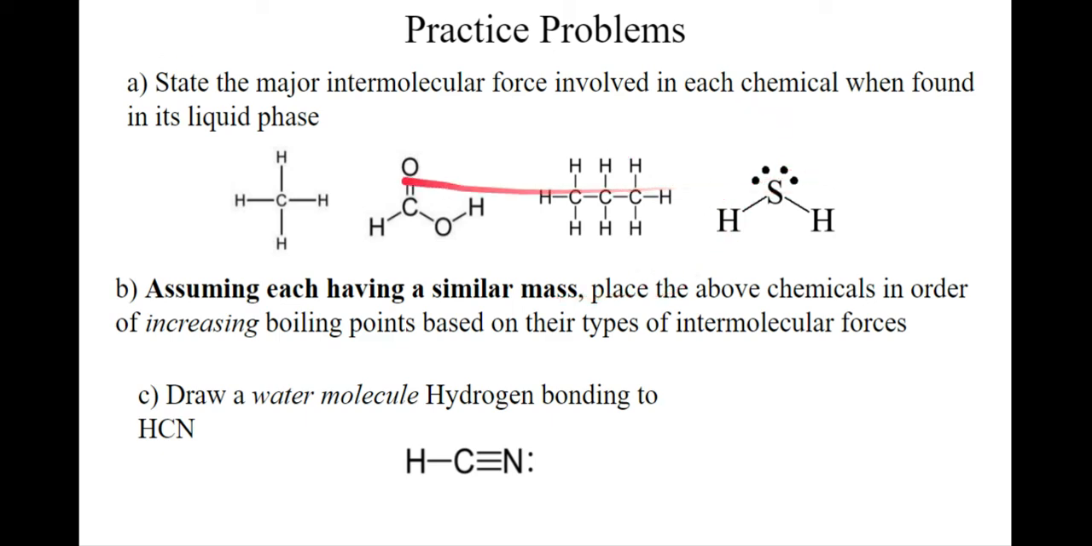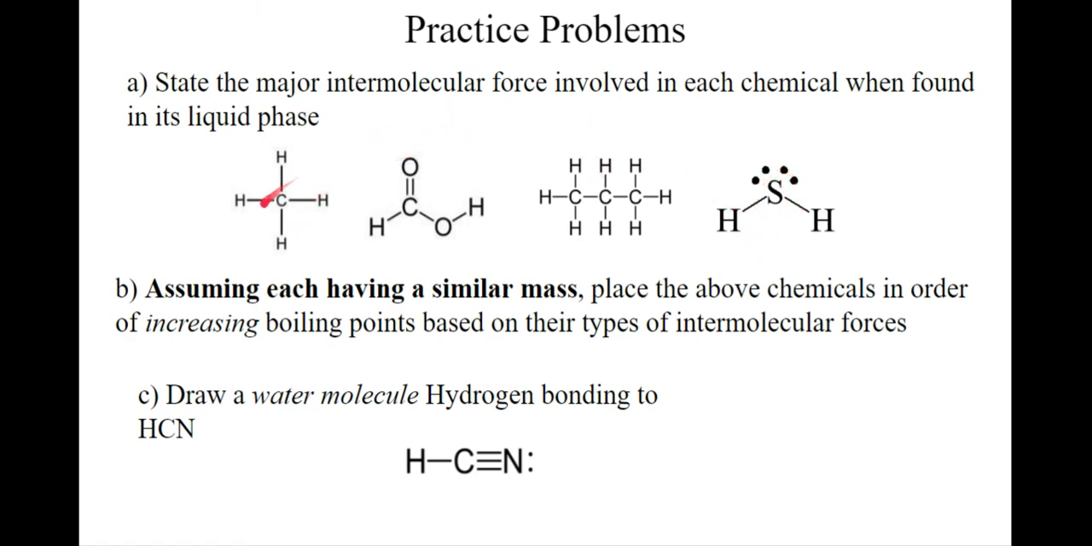So then, knowing these different types, we can rank their relative boiling points based on the intermolecular force. The highest is always going to be the one with hydrogen bonding. So formic acid will have a higher boiling point than the rest of these three. And then after that, what else is still polar and just dipole-dipole? There's hydrogen sulfide.